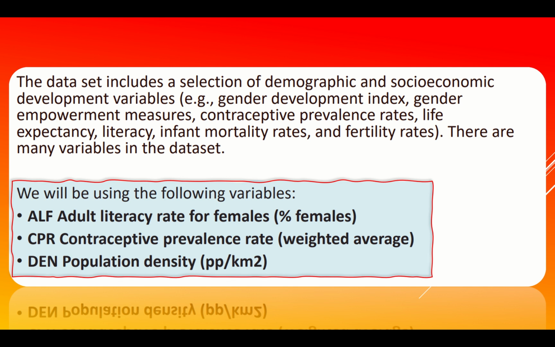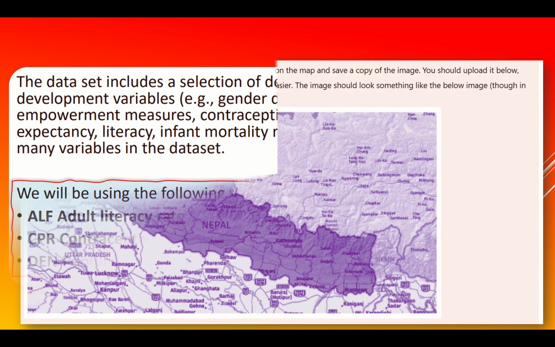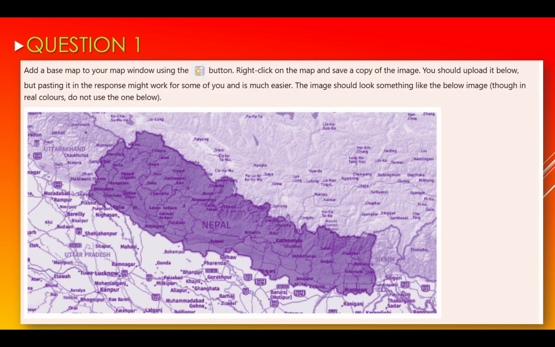So there's a number of attributes for each of those polygons within the shapefile, but these are the three main variables or attributes that we're going to be looking at in this lab in particular. So getting into the lab itself, first thing you're going to do is just make a simple map of the shapefile. So you're going to use that button right there.